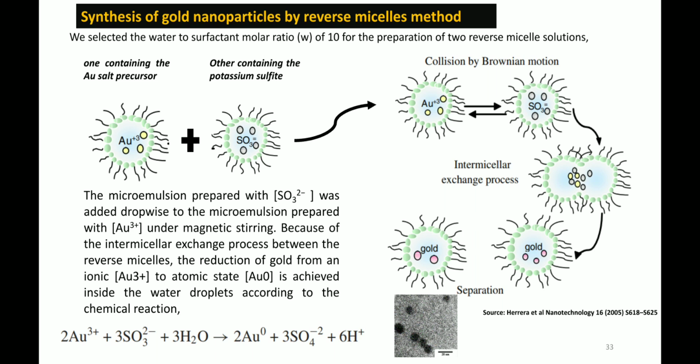So the first step is to add them together. When we add them together, there is a collision because of the Brownian motion of the individual micelles. Once they collide, coalescence takes place, and once there is coalescence, the intermicellar exchange process initiates.